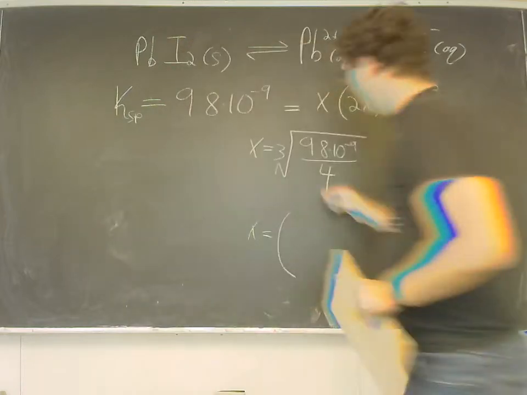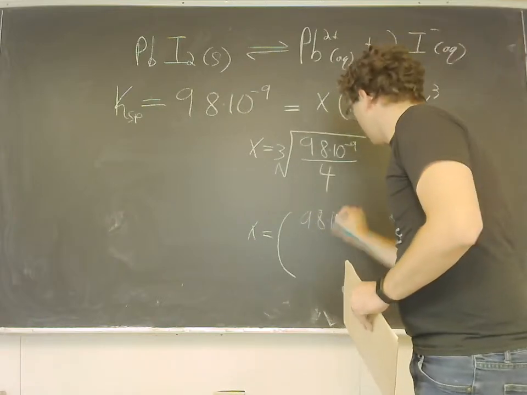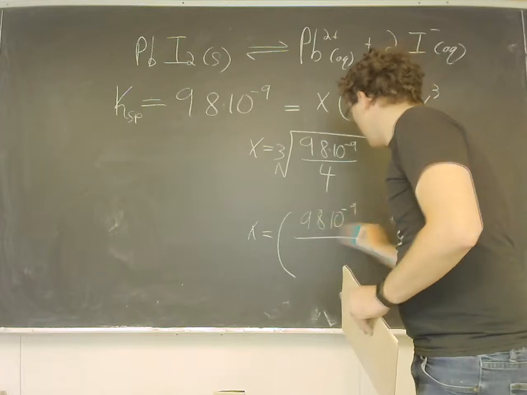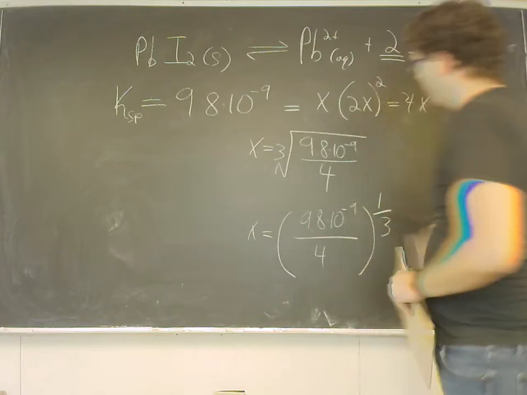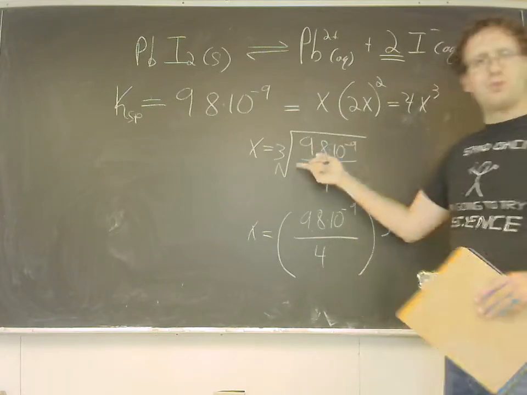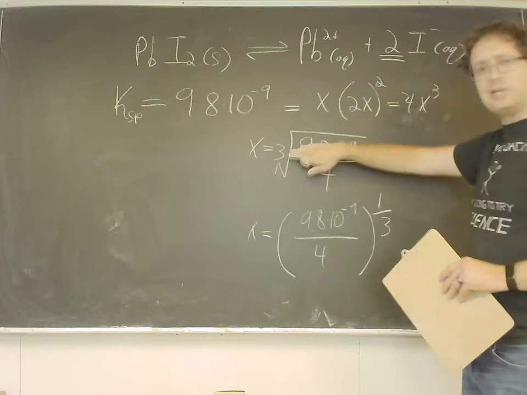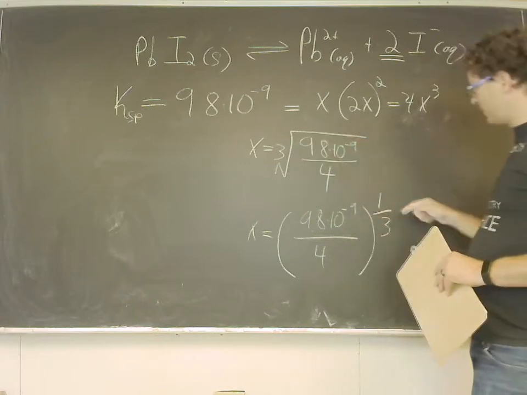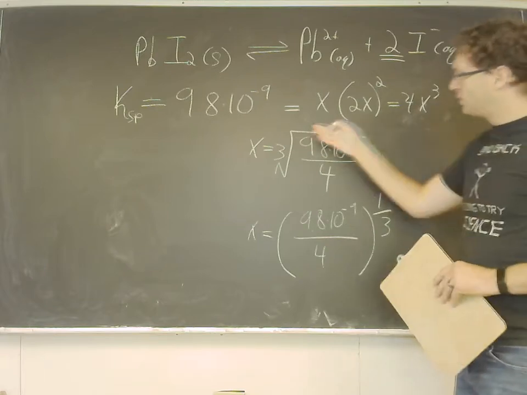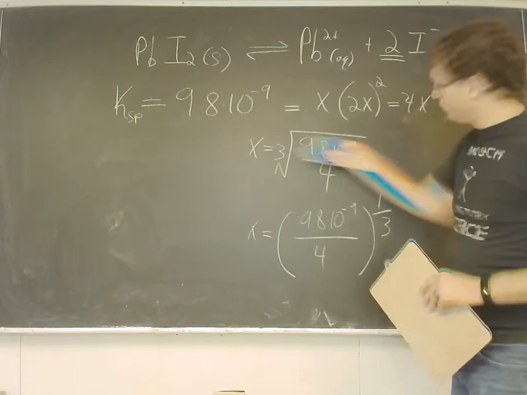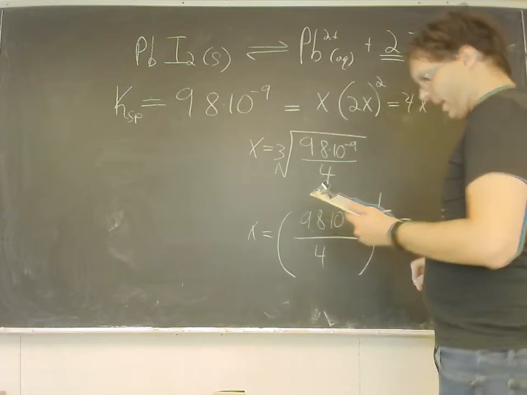And if you don't know where your cube root button is, this is the same as 9.8 times 10 to the negative 9th over 4, raised to the power of 1/3. So if you can't find your cube root button, go ahead and use the 1/3, and we'll actually see examples where we need even higher roots. This is a good reliable way to take higher roots. Square root would be 1/2, cube root is 1/3, etc.